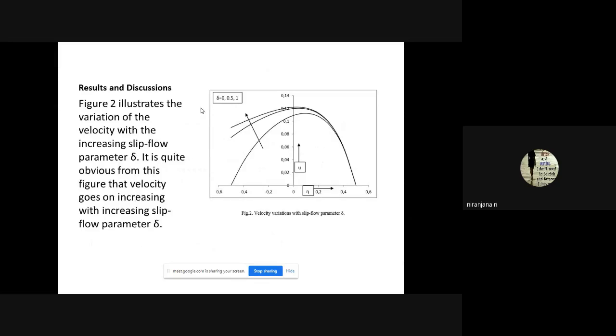This is my velocity profile for the slip flow parameter. With increasing slip flow parameter, it is quite obvious from the figure that velocity goes on increasing with the increasing parameter, in both cases. And then here the velocity profile for various values of the rotation parameter is presented in this figure. The velocity decreases with increasing rotation of the entire system. It's a reverse trend.